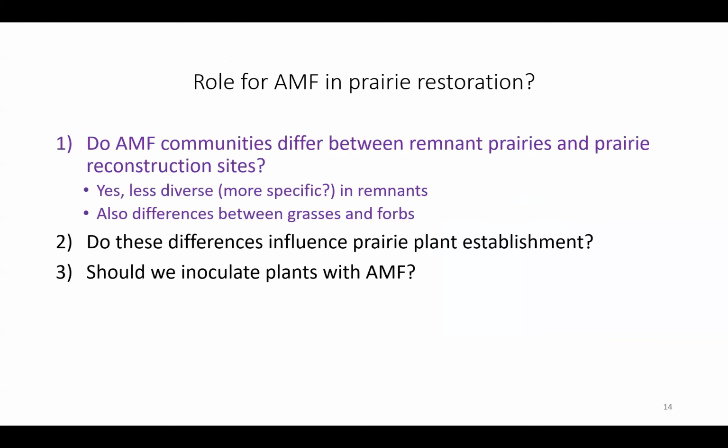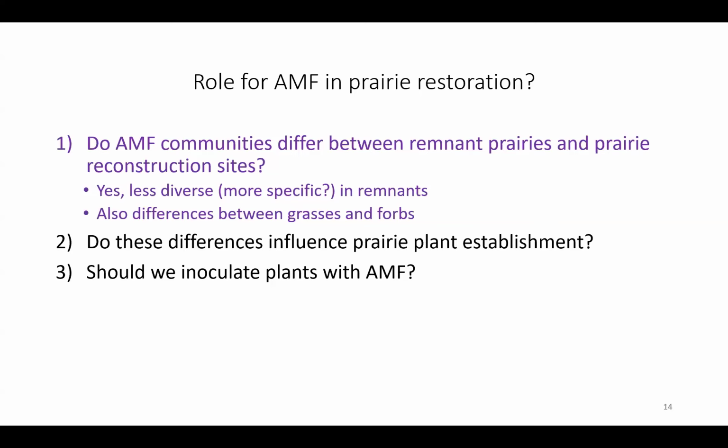So to answer this first question, I think that we've shown, and other studies as well have shown, that there is this difference in AM fungal communities between remnant prairies and reconstruction sites. And actually the remnants are less diverse, and I think there's a tendency to think that that is somehow bad. But I think it's important to consider that that might reflect an increased specificity of native prairie plants to their AM fungal associates. And that specificity may actually be important.